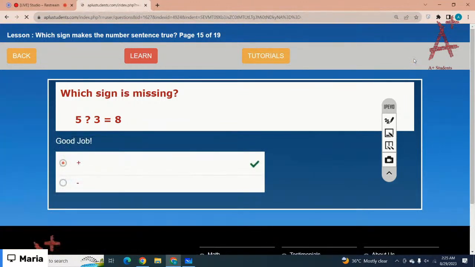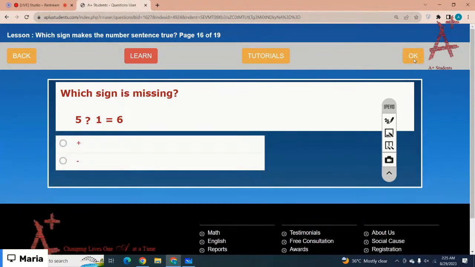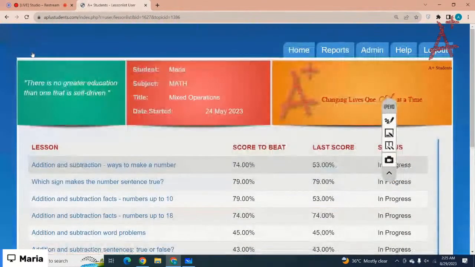Okay, you can complete the lesson by yourself later today. Let me just start with the next lesson. The next lesson is addition and subtraction facts, numbers up to 10. Let's just start with the next lesson.